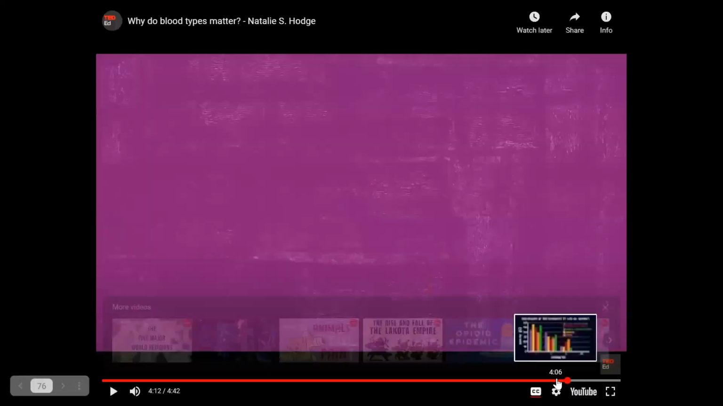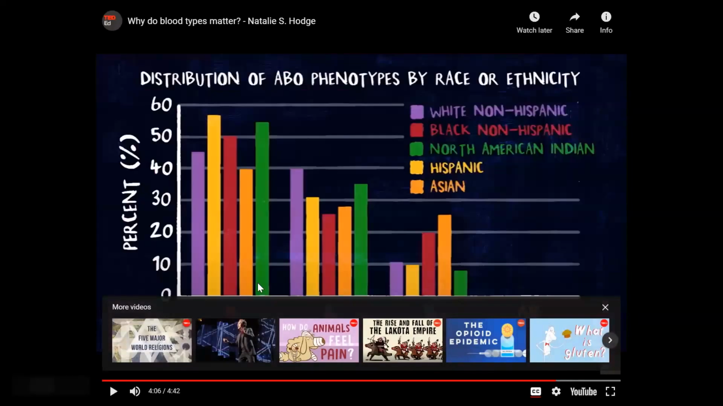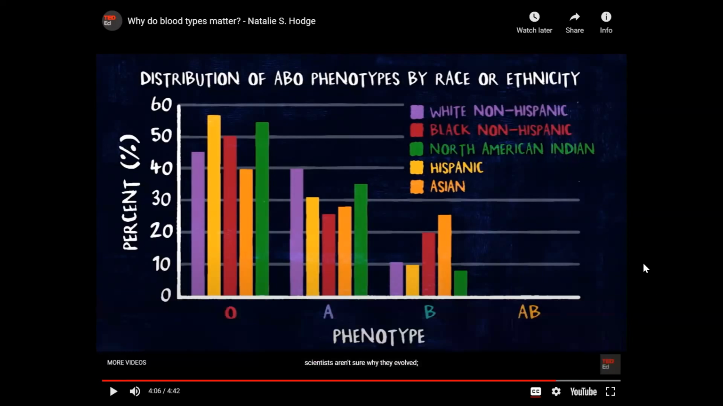Finally, I'm gonna stop there. Do you know your blood type? Where are you on this graph? C, that's not an answer choice. Oh, sorry. There's no AB anywhere.